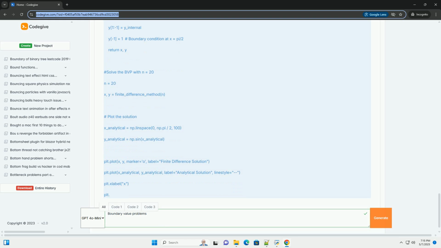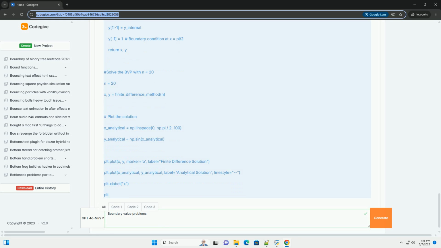The core idea is to shoot trajectories from one boundary and adjust the aim until the trajectory hits the target at the other boundary. 2. Finite difference method. Discretize the domain into a grid of points. Approximate the derivatives in the differential equation using finite difference approximations, for example forward, backward, or central differences. Convert the differential equation into a system of algebraic equations. Solve the system of algebraic equations to obtain an approximate solution at the grid points. This method turns the differential equation into a set of discrete equations that can be solved numerically.